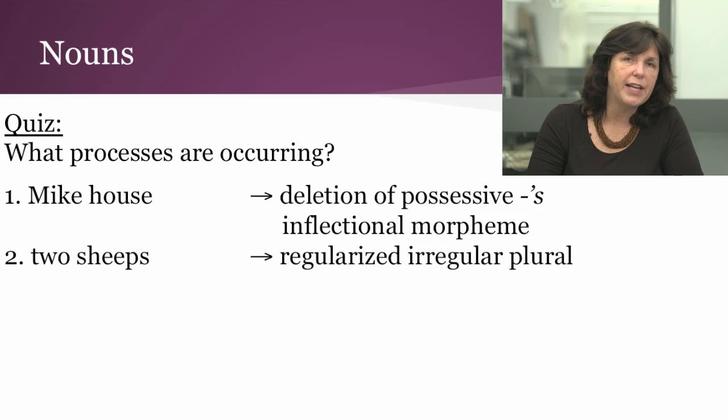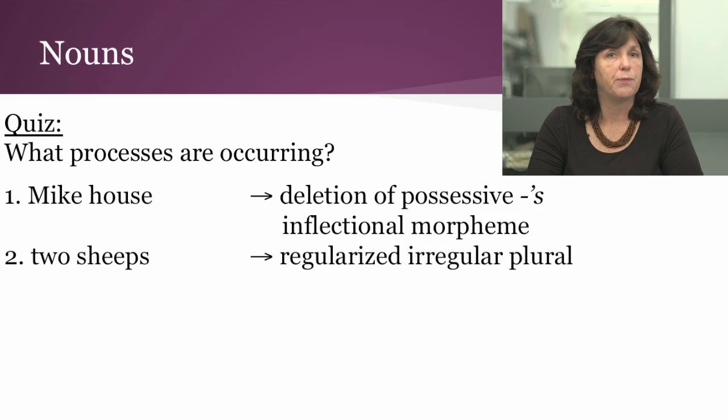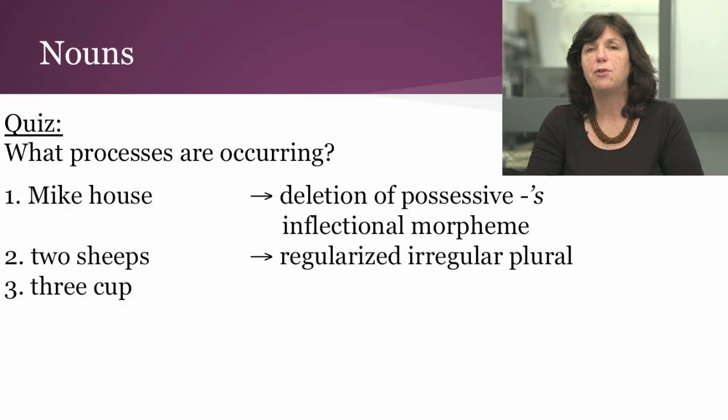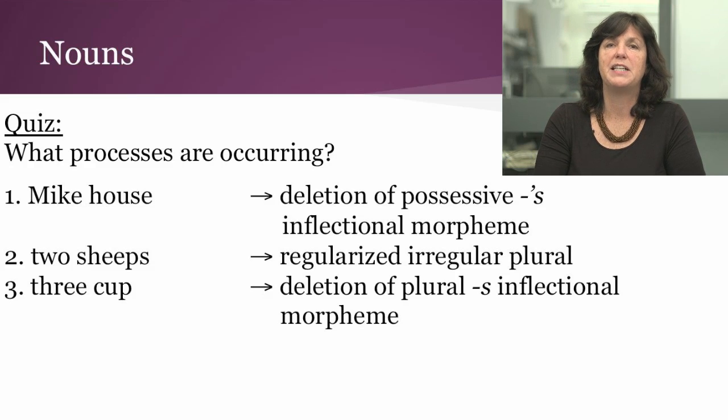Here we have regularization of an irregular plural. Sheep has an irregular plural form in Standard American English, and it's been regularized with the addition of the plural s inflectional morpheme. What about 3 cup? Here the plural s inflectional morpheme has been deleted.